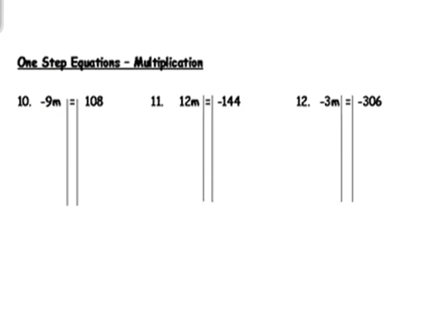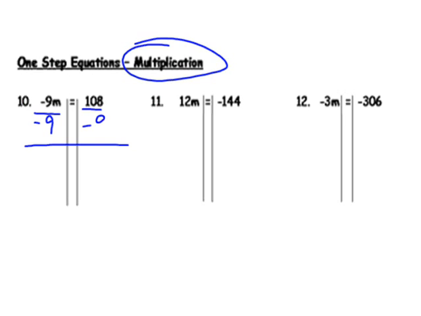Now these are pretty easy. These are all multiplication questions. So we're going to use division on all three examples to isolate the variable. This is negative 9 times m, so we're going to divide by negative 9 on both sides. These cancel out, and 108 divided by negative 9 is negative 12.